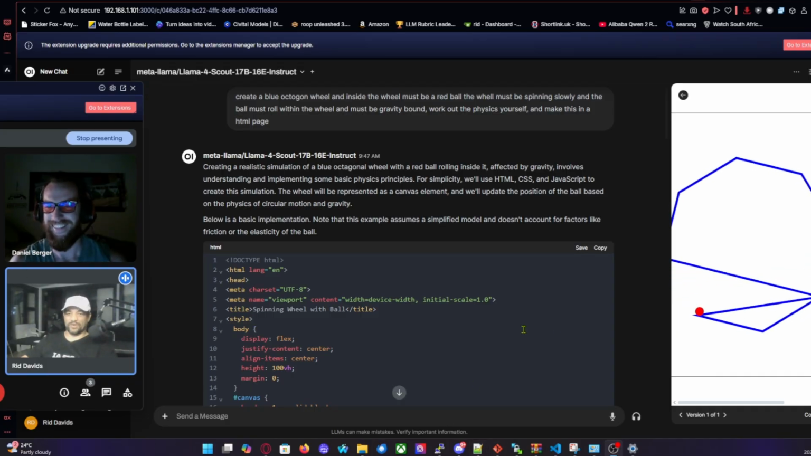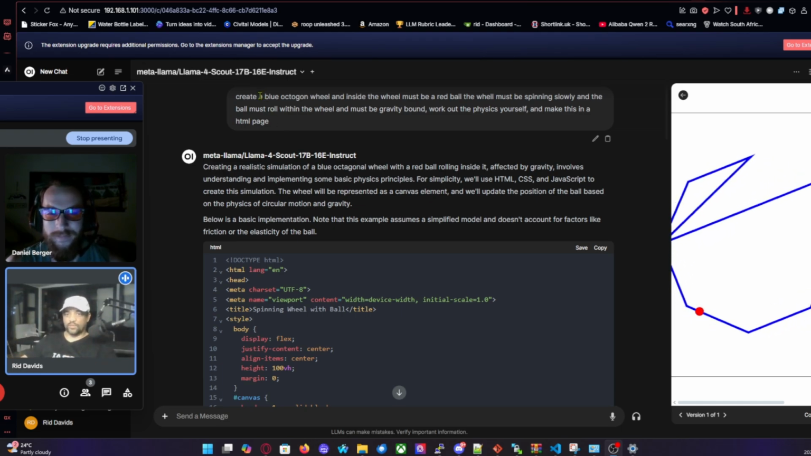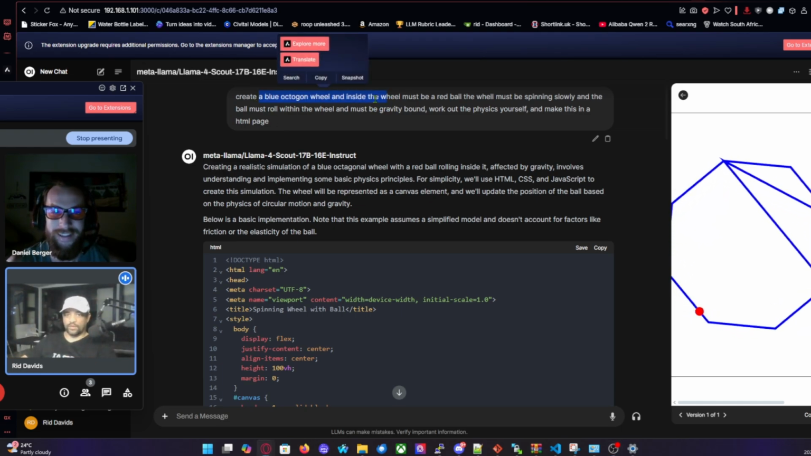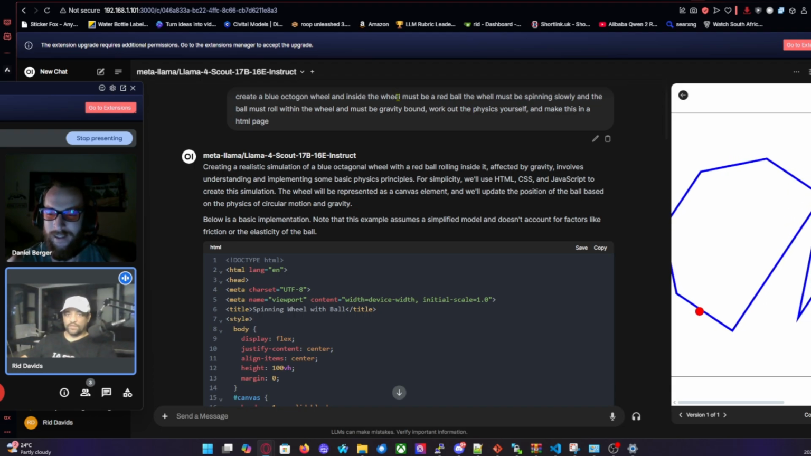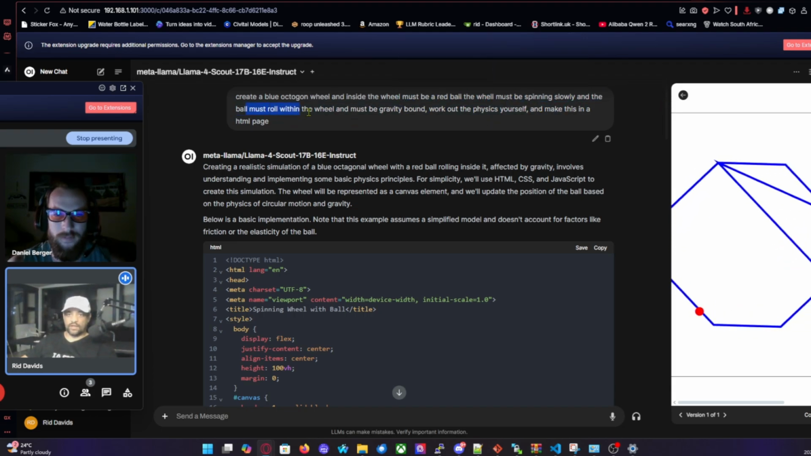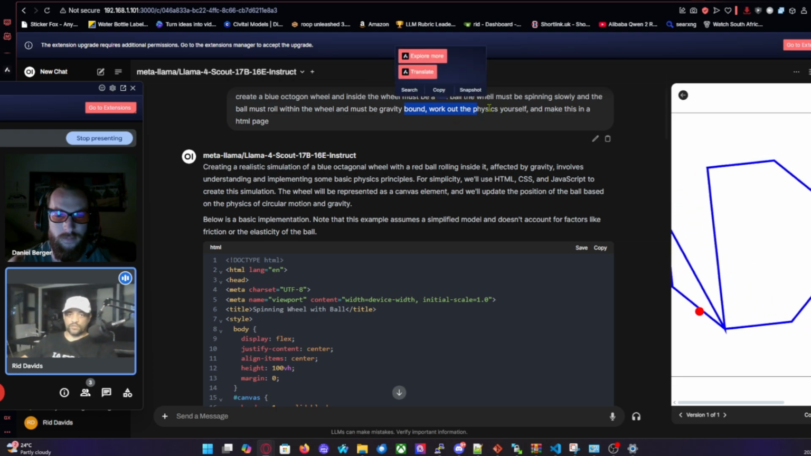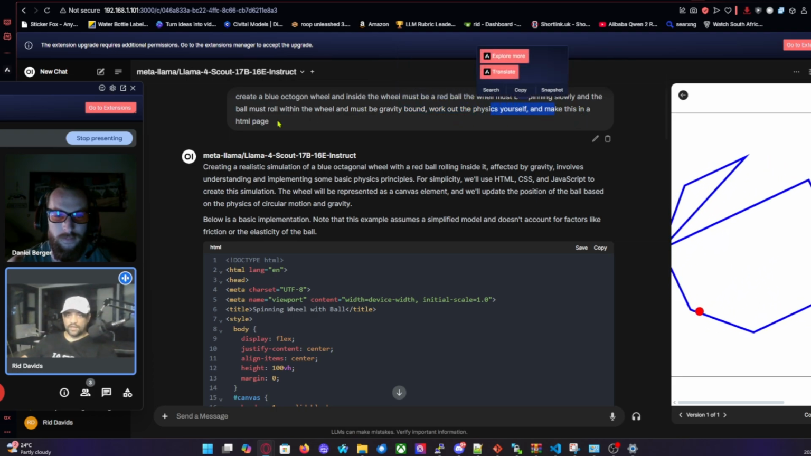Let's go back to the model. So this is the same question. What we ask is: create a blue octagon wheel, and inside the wheel there must be a red ball. The wheel must be spinning slowly, and the ball must roll within the wheel, and must be gravity bound. Work out the physics yourself and make this in an HTML page.